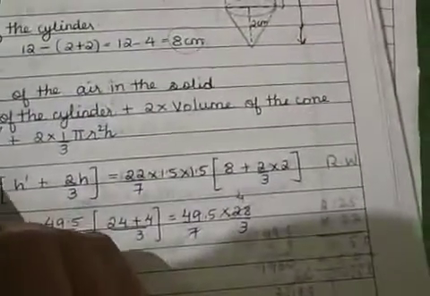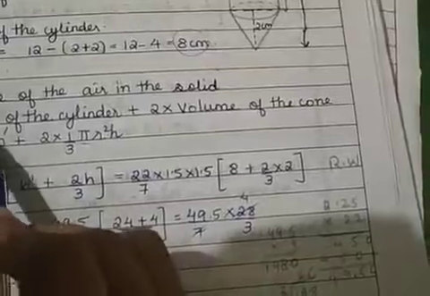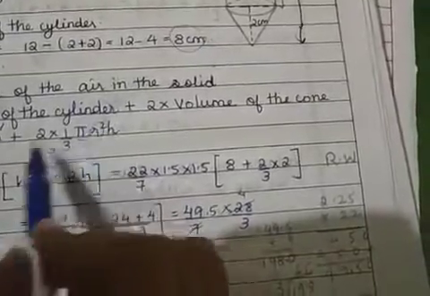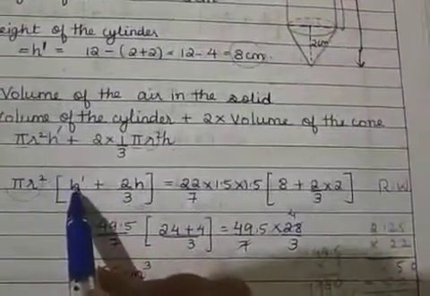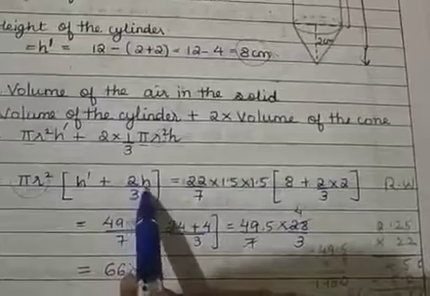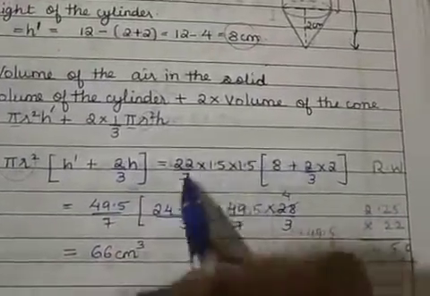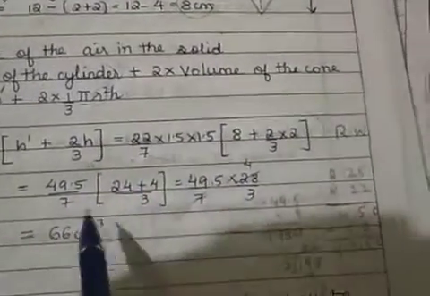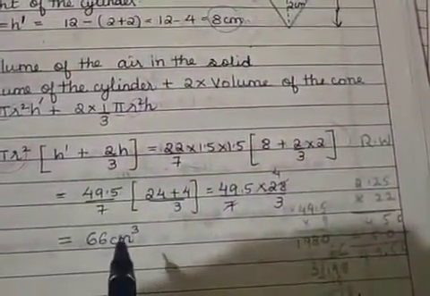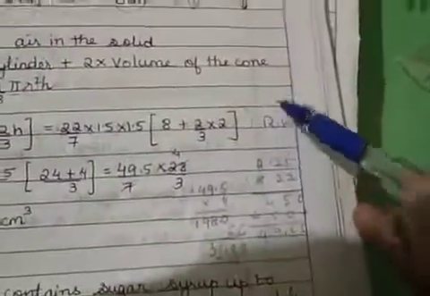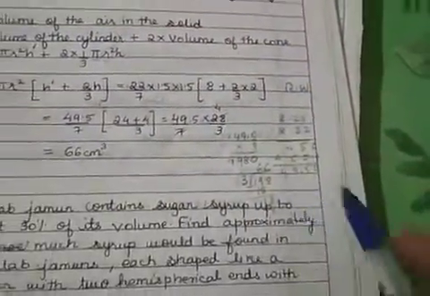Now here there is pi, here also there is pi, and r square and r square. Only these terms are common, so we can take pi r square common. What remains here is h dash plus 2 upon 3 h. You substitute all the values and you get the volume of air inside the solid as 66 centimeters cube. You can do the calculations in the rough work by making a column for rough work.